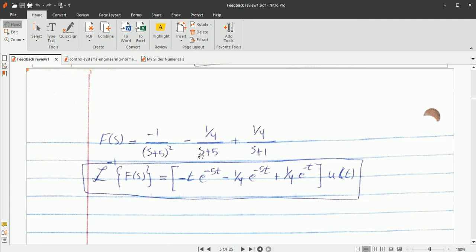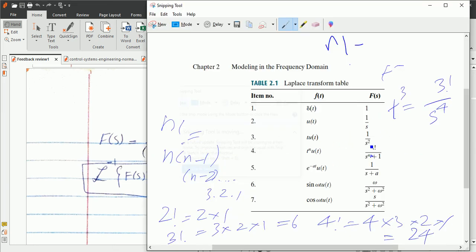Minus 1 by 4. Now here there are no squares, so it's a simple unit step. So that will be e raised to minus 5t, and 1 over 4 is 1 minus t. So here the point is where the t came from. This t came from this. Again I will show you the table here. 1 over s square. Here look at this.